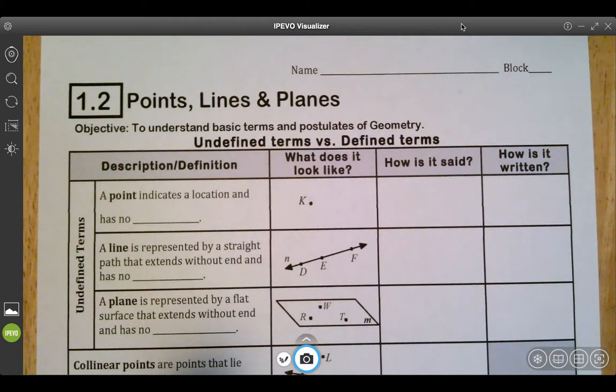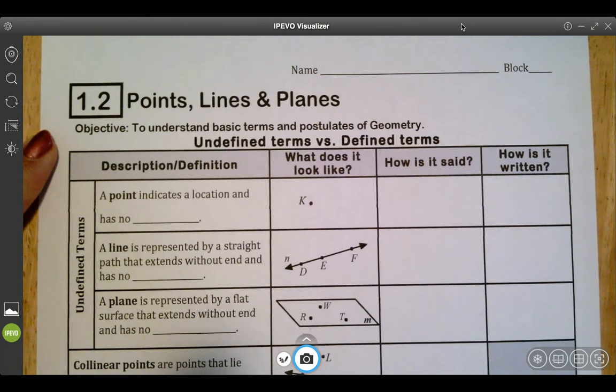Right, welcome to the Chapter 1, Part 1 notes. This is going to be sections 1.2 and 1.3. So starting with section 1.2, we are defining points, lines, and planes. So this is our basic geometric shapes, and our objective is to understand basic terms and postulates of geometry.